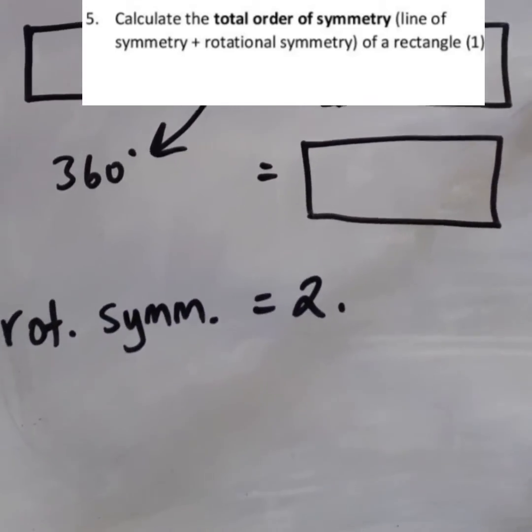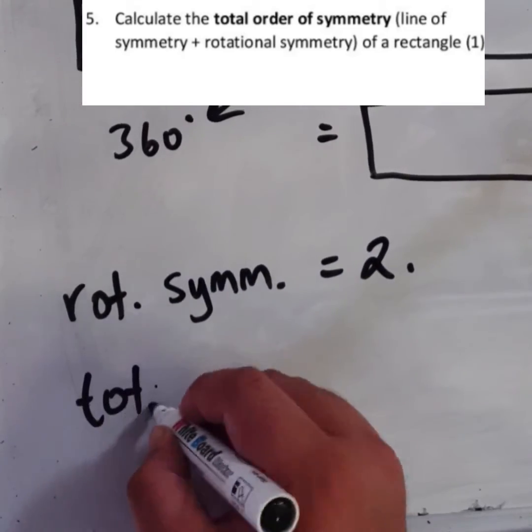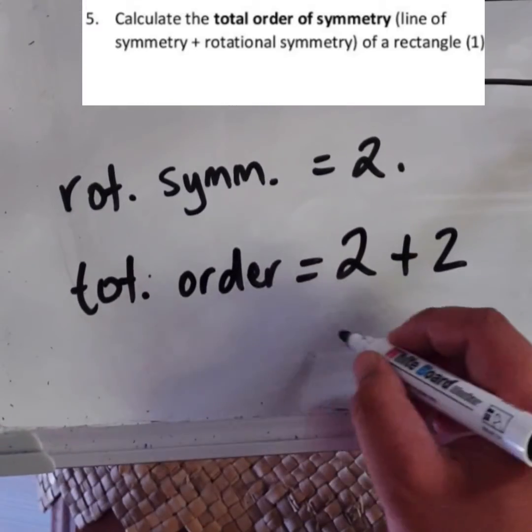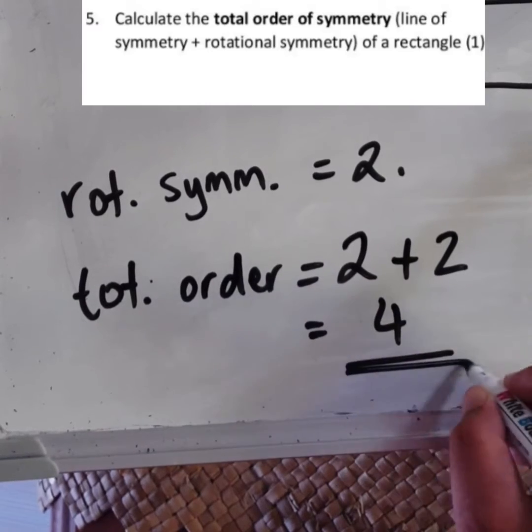So therefore, the total order is equal to the lines of symmetry, which is 2, plus the rotational symmetry, which is 2. 2 plus 2 gives you 4.